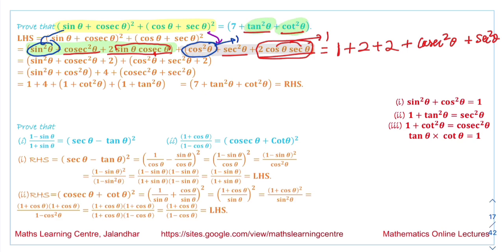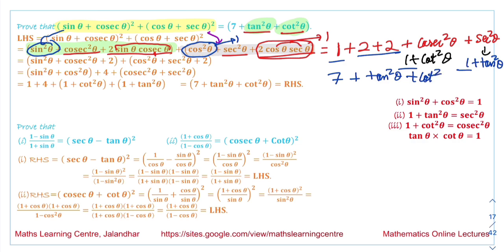So we write cosecant square theta is equal to 1 plus cot square theta, and secant square theta is equal to 1 plus tan square theta. So what we get is 2 plus 2, 4, 5, 6 and 7 plus tan square theta plus cot square theta, and this is what we have to prove. Now in this question, we start solving from this side.